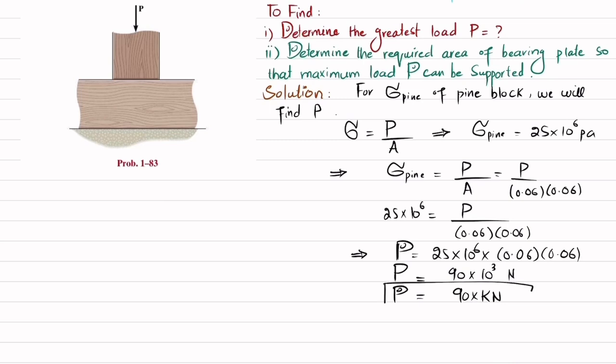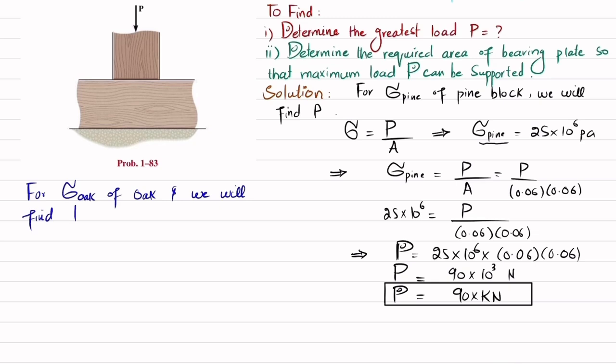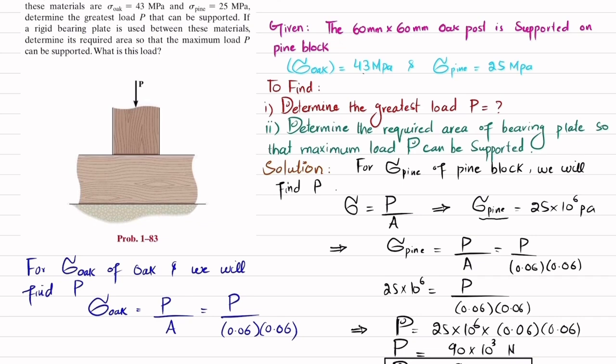Now this P is calculated based on the allowable bearing stress of pine. Now what we will do is that we will find P for the allowable bearing stress of oak. So the allowable bearing stress of oak is equal to load per unit bearing area. So the load is not known and the bearing area will be the same, 0.06 multiplied by 0.06. And the allowable bearing stress of oak is 43 megapascal.